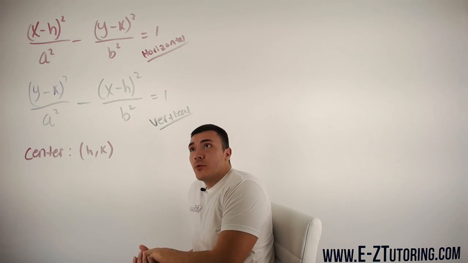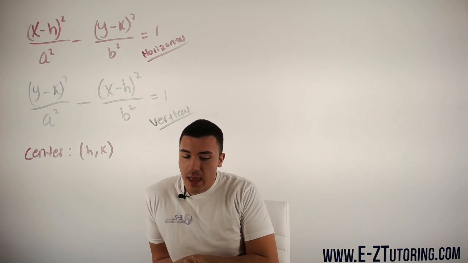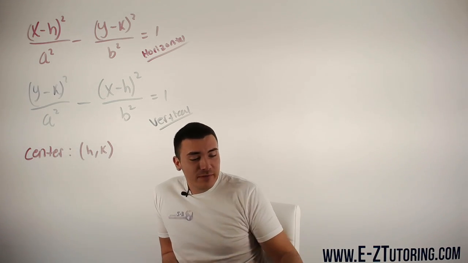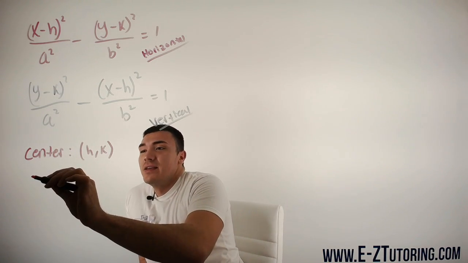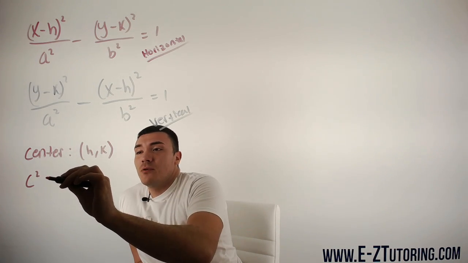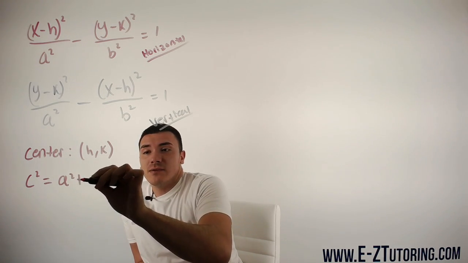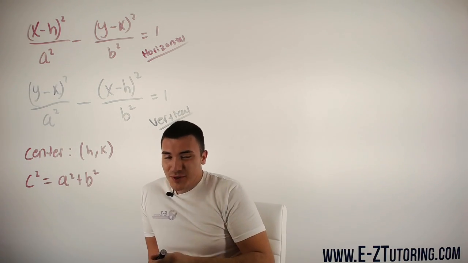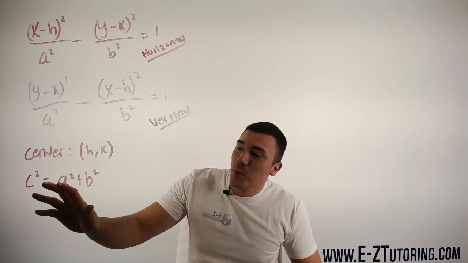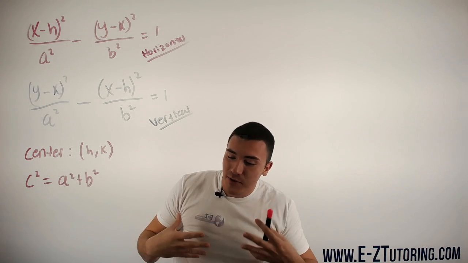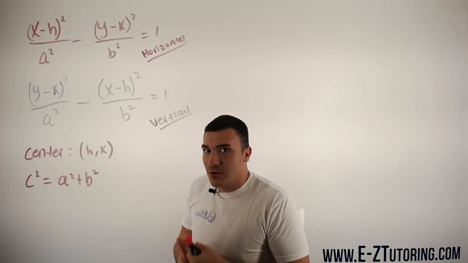Next up, we are going to need our c value. Now our c value is what's going to help us find the location of the foci. So for the c value, you simply use the equation c squared equals a squared plus b squared, which is just the Pythagorean theorem. Now I will show you what you want to do with the c value and how that can help you find your foci.